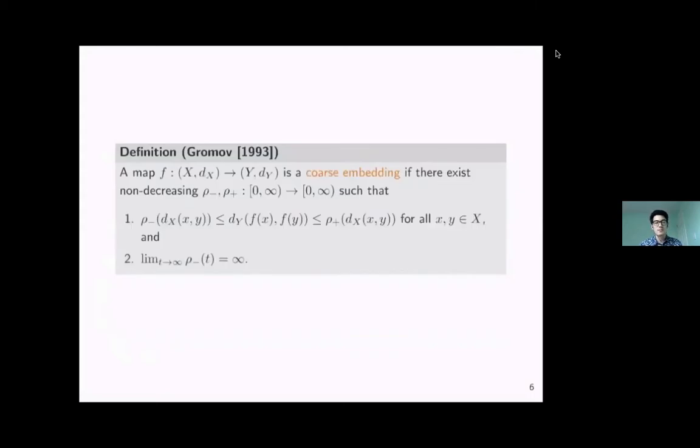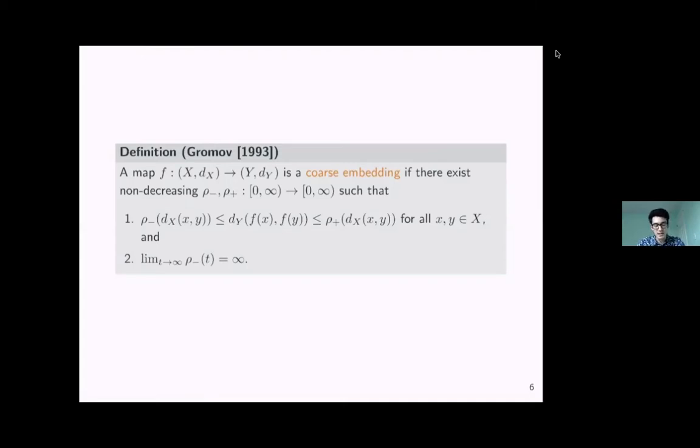This definition was introduced by Gromov in '93. A coarse embedding is a map between two metric spaces, and basically all you require is that you have these two functions, rho minus and rho plus, that control the distortion somewhat. They're very lax. They certainly don't need to be linear. It could be exponential and logarithmic. They could be discontinuous. Rho minus, for instance, could be zero for as long as you want. All that you require of these two functions is that rho minus eventually goes to infinity.